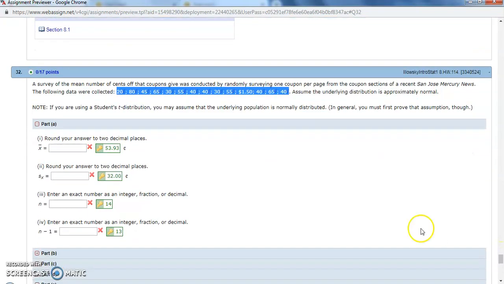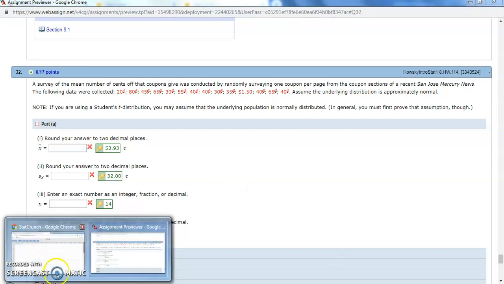So we can see for this problem, it gives us a bunch of data. So we want to write that down. It was 20 cents, and then 80, and then 45, 65, 30, 55, 40, 40, 30, 55, $1.50, 40, 65, 40. So then we go to StatCrunch, and we're going to enter this data.